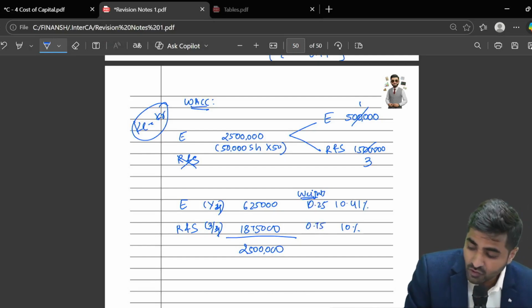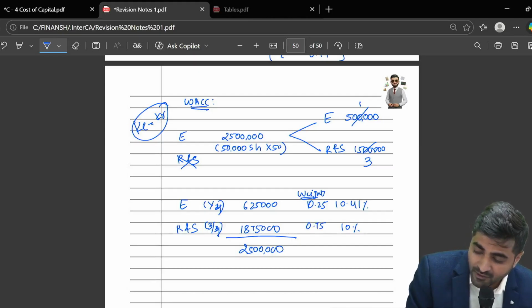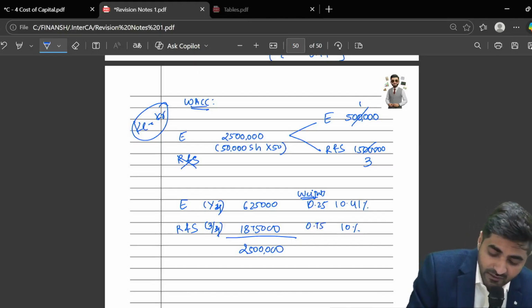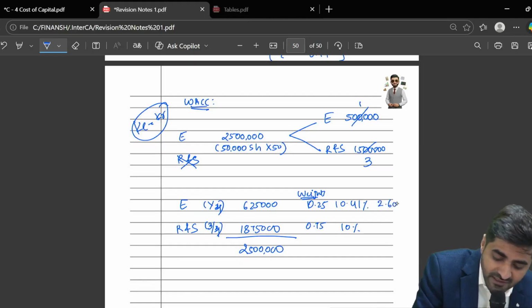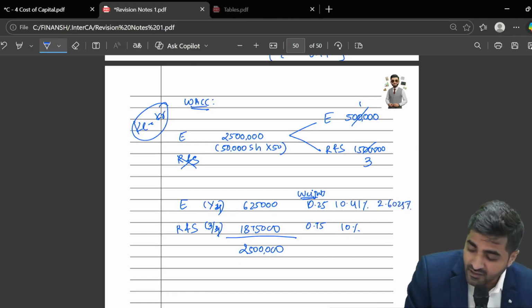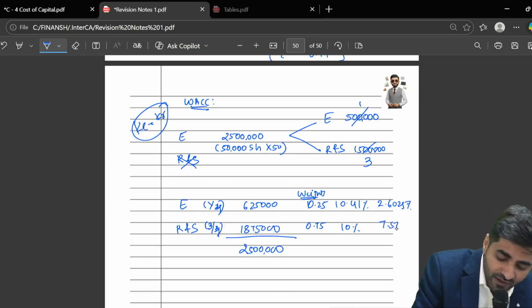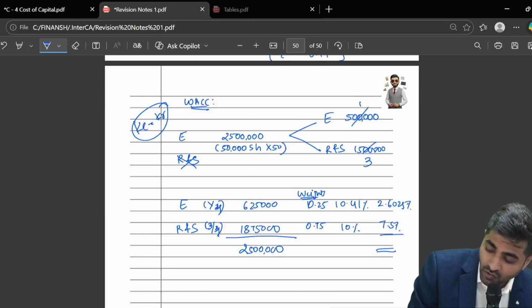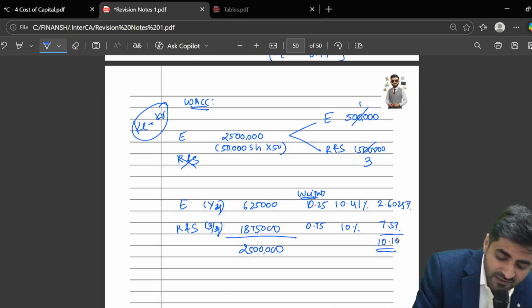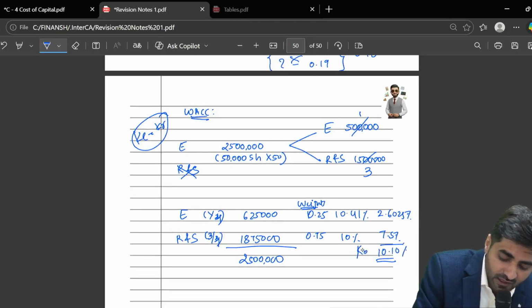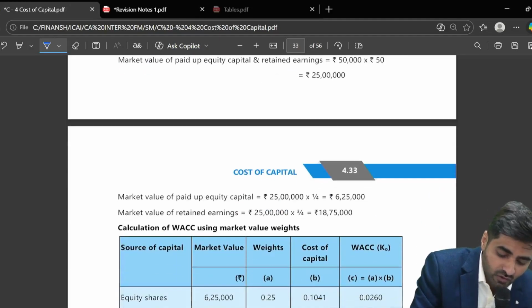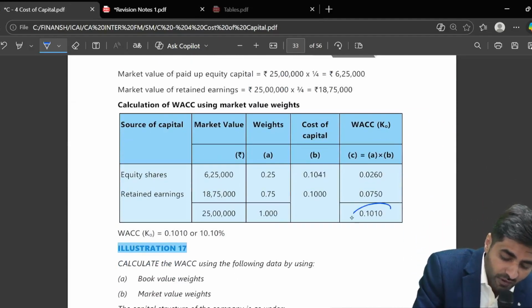0.75. So you take 0.25, multiply that by 10.41, that is going to be your 2.6025%, and take 0.75, multiply that by 10, that will be 7.5%. What is going to be the total of this? 10.10. This is nothing but your KO. So your KO should be nothing but 10.1%.